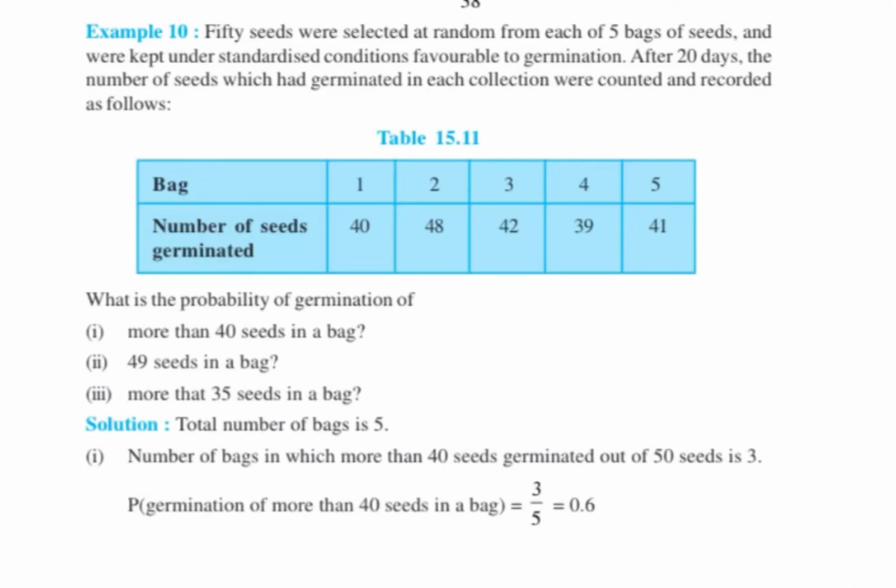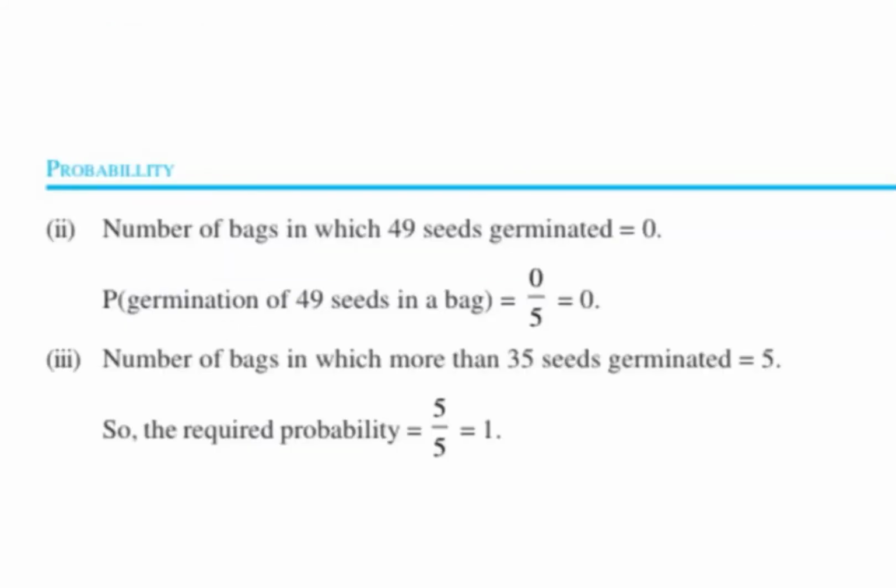Now, first one, the number of bags in which more than 40 seeds germinated out of 50 is 3. From the table it is very clear. So, the probability of the event of germination of more than 40 seeds in a bag is 3 upon 5, that is equal to 0.6. Second one, the number of bags in which 49 seeds germinated. Here in the table you can see that there are no bags in which 49 seeds germinated. So, the number of bags will be 0. So, the probability of germination of 49 seeds in a bag is 0 by 5, that is equal to 0.